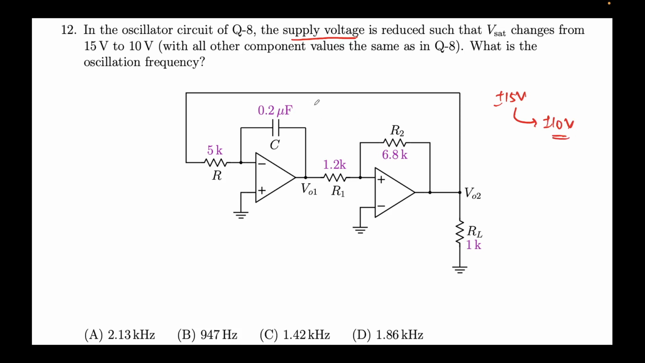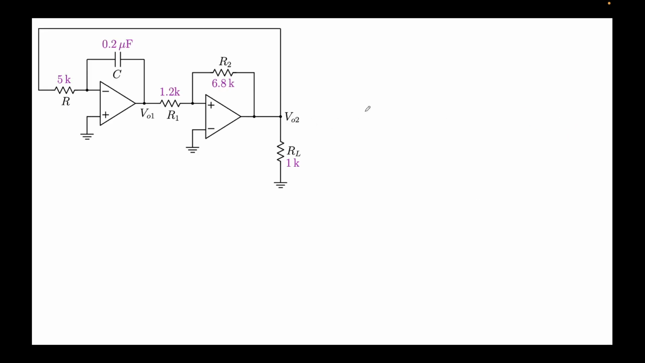And now what is the change in the frequency of oscillation? Okay, so we have derived a formula, which was, I believe, R2 by 4RC times R1. Now you can clearly see that it is in no way dependent on VSAT, right? There's no dependence on VSAT. Okay, so is this a problem?